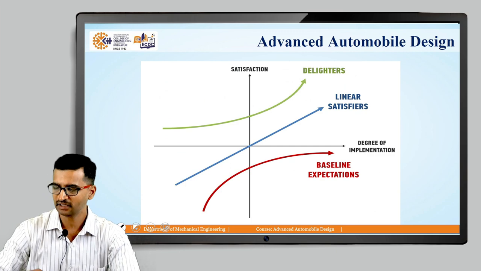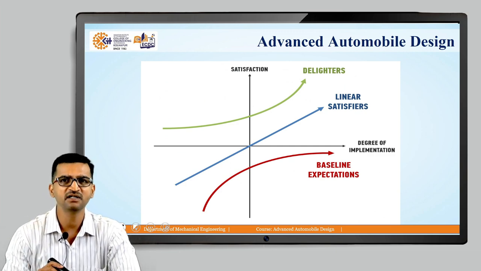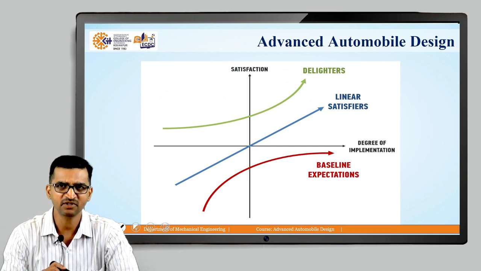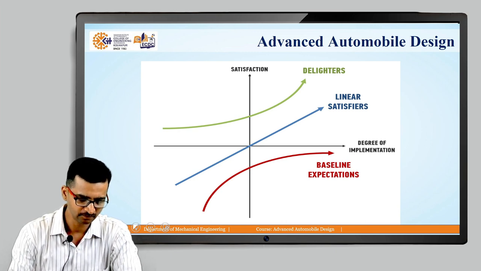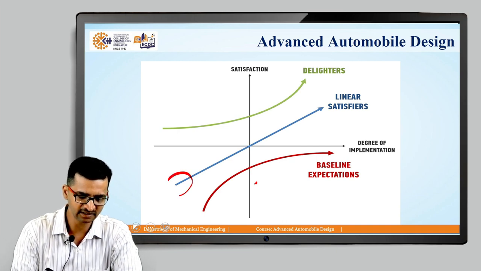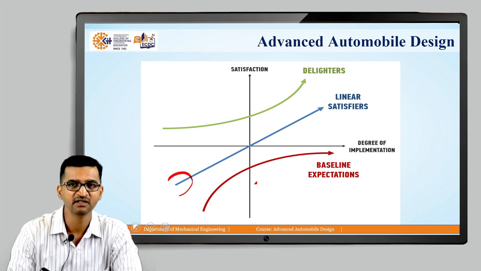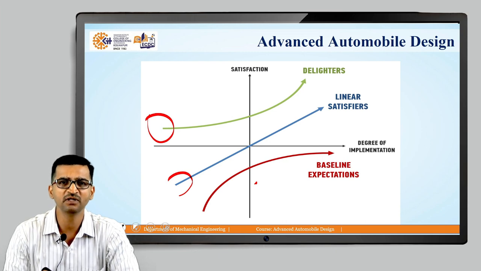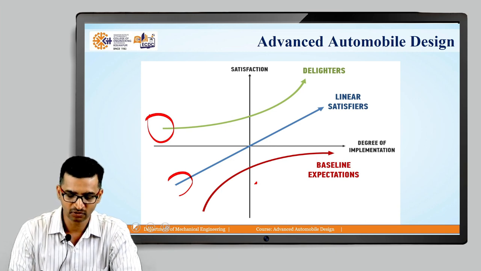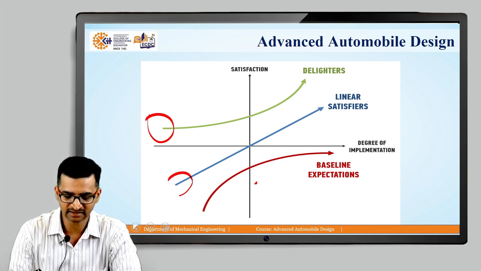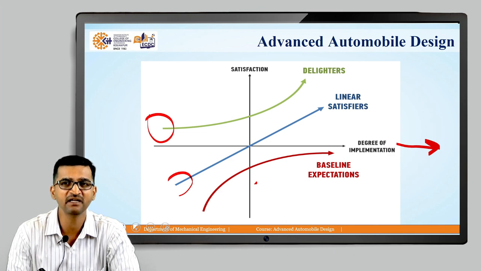Okay, you can see here, this is the typical Kano model diagram. Now there are three graphs. There is one graph here, baseline expectations, one graph here, the linear satisfier, and one graph here, that is delighter. Now just consider only one graph at a time. I have drawn three at a time, but actually consider only one, and before that I will explain what the axes are. This horizontal axis, that is the x axis, indicates degree of implementation of any feature.